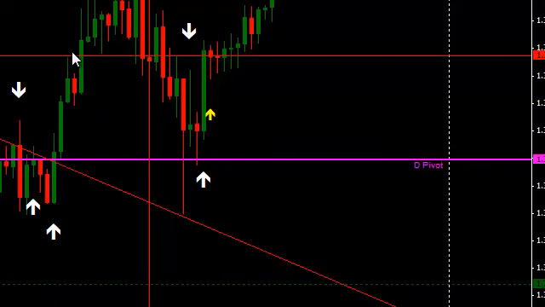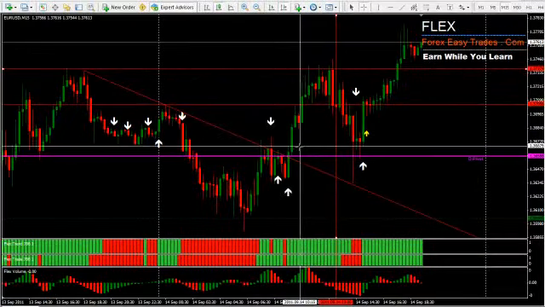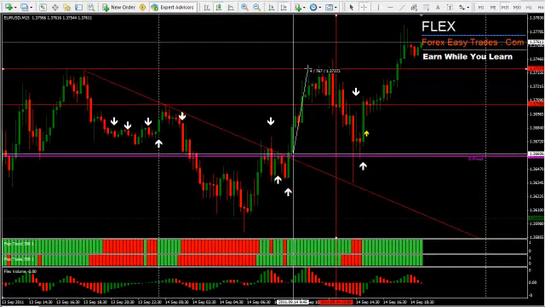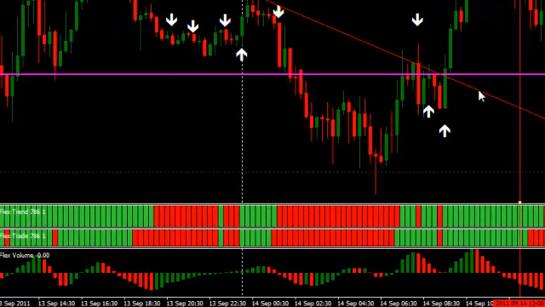So as soon as I reach my first target, either I can close my trade or I can move my stop to break even. But you can see the whole big movement is going to be around 70 pips. It's a very nice, cool alert.